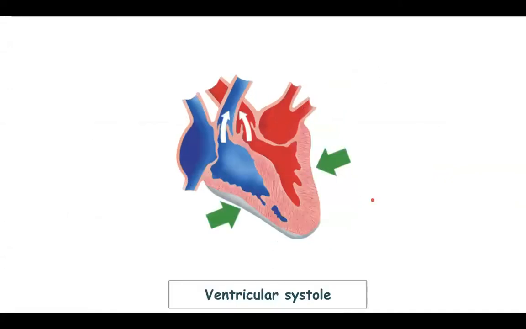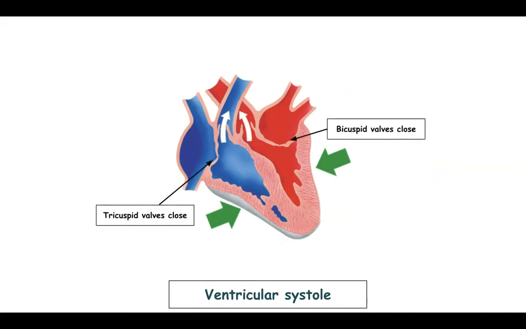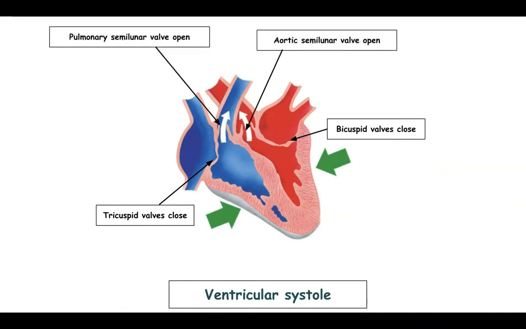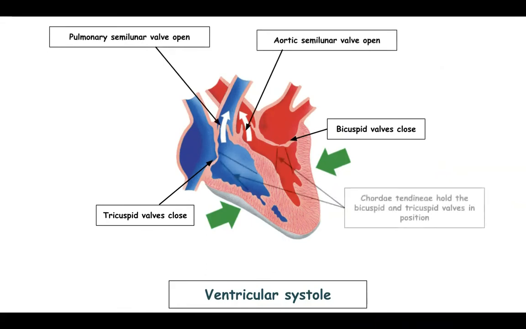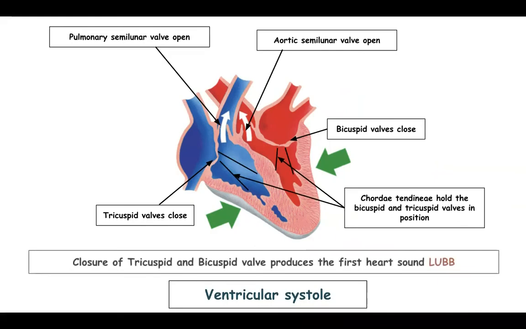Now, when ventricles contract, the blood should not go back. The blood should not try to go back to the auricles from where it came. So, the first thing which happens is the bicuspid and the tricuspid valves close. When they close, a little sound is produced. That sound is called the lub sound. So when the tricuspid and the bicuspid valves close at the beginning of ventricular systole, we call that the first heart sound, lub.